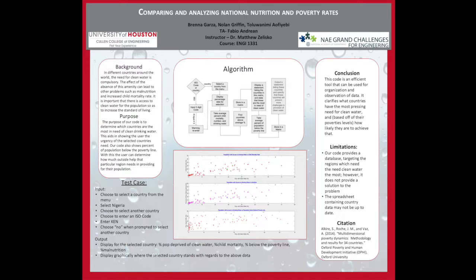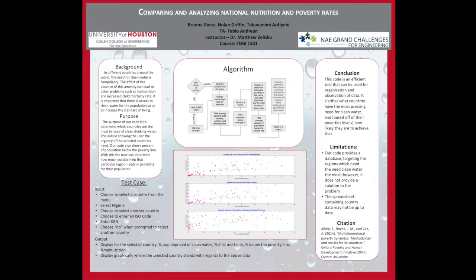with access to drinking water versus child mortality rate. The second graph on that window is going to be population with access to drinking water versus nutrition. And the third graph is going to be population with access to drinking water versus population below national poverty line. Then the code asks you again, would you like to select another country?